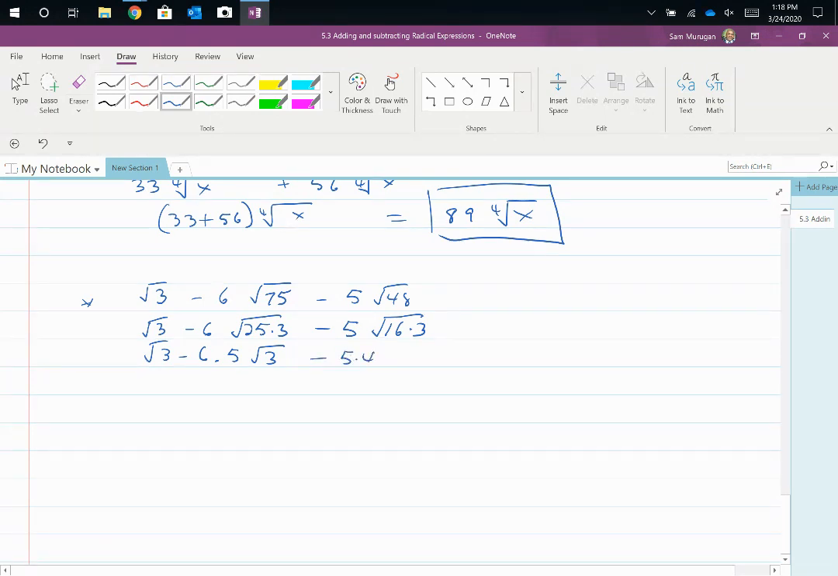5 times 4. So this gives me 30 square root 3 minus 20 square root 3. So 30 minus 20... so this is negative 49 square root 3.